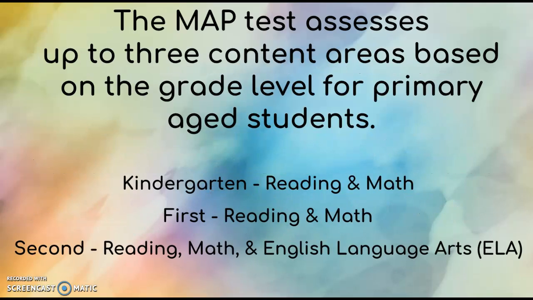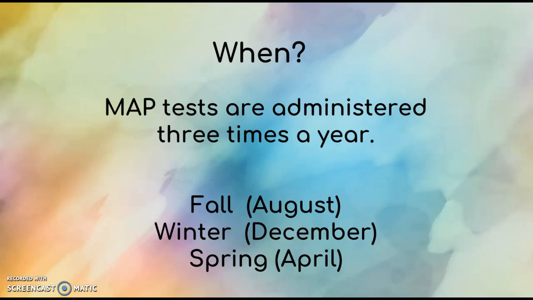The MAP test assesses up to 3 content areas based on the grade level for primary age students. Kindergartners take reading and math MAP tests. First graders take reading and math MAP tests, and second graders take reading, math, and English language arts tests. When is the MAP given? MAP tests are administered 3 times a year: fall during the month of August, the winter during the month of December, and in the spring during the month of April.